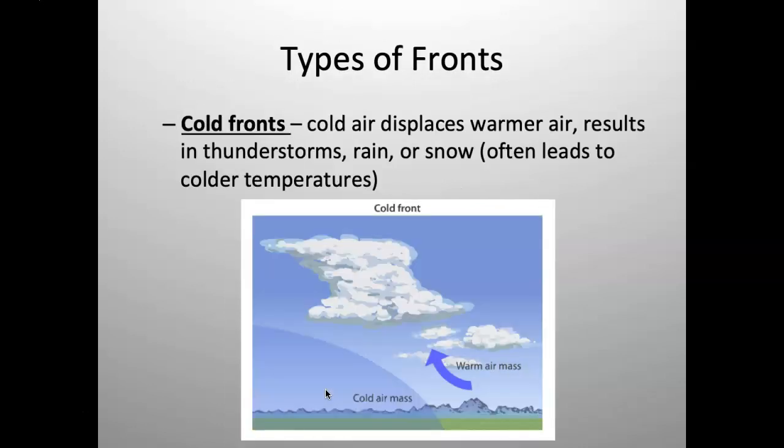The next type of front is the exact opposite: cold fronts. A cold front is where a cold air mass displaces warmer air. So it's usually warm outside, and then this cold front comes through. What can result is usually large thunderstorms, rain, and snow. As that cold air pushes the warm air up, it's usually going to form big cumulonimbus clouds. As that warm air moves up into the atmosphere, it's going to cool, condense, and then form that precipitation.